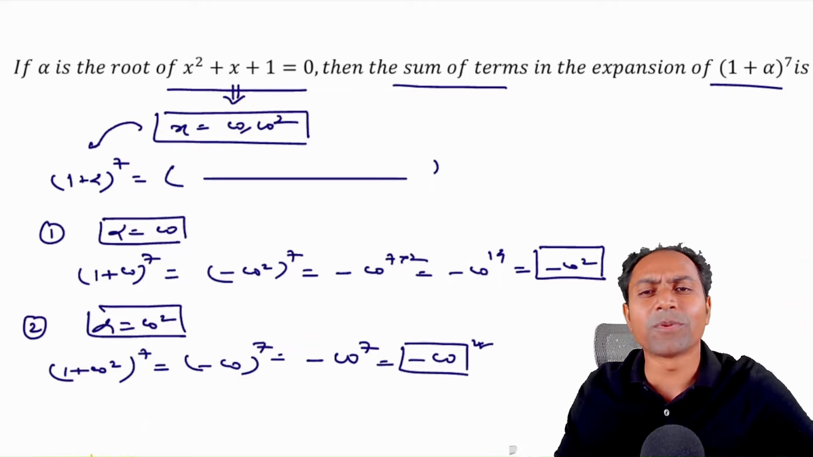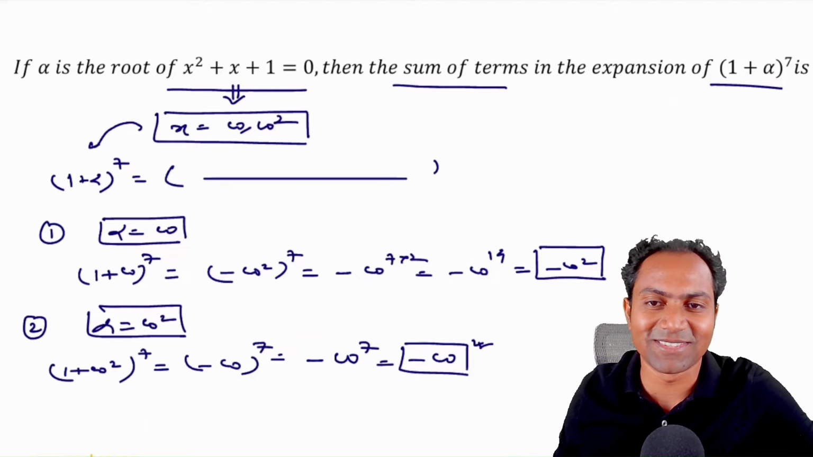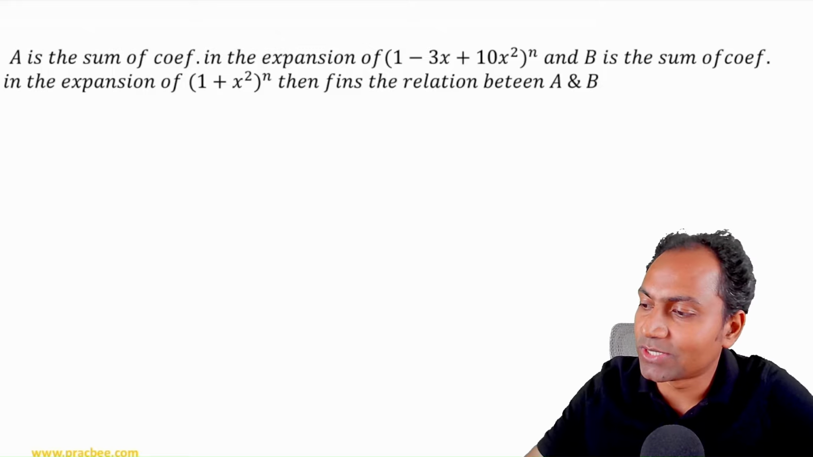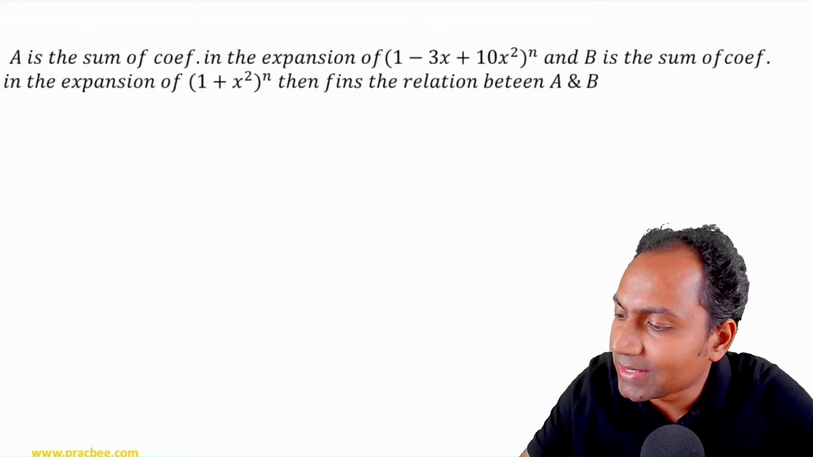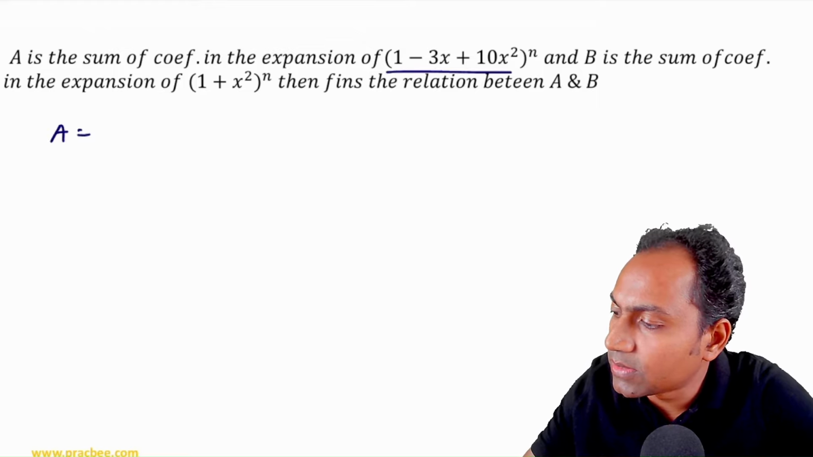But this is a very common question asked in multiple exams. What you can do is just substitute the value of x and get the answer. Again, similar kind of question, and this I've also discussed in my binomial theorem one-shot series. What they're asking is: a is nothing but the sum of the coefficients of all the terms in this expansion.